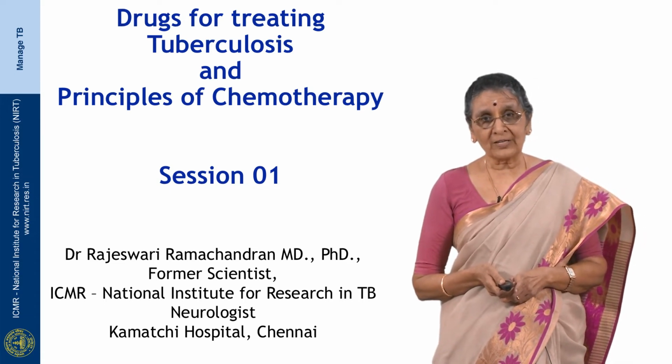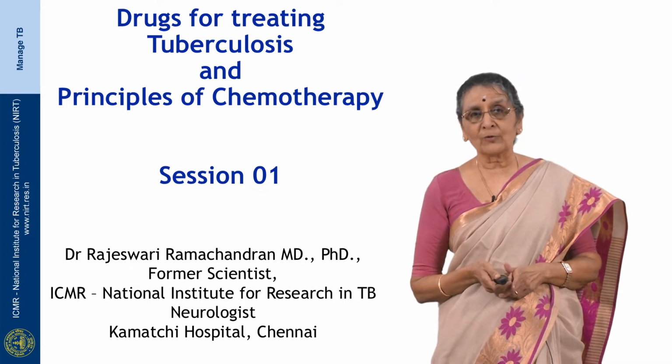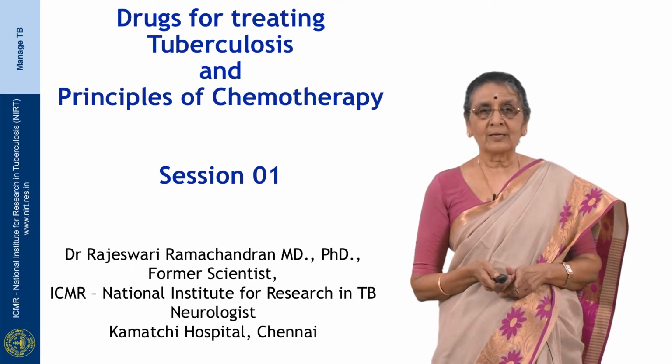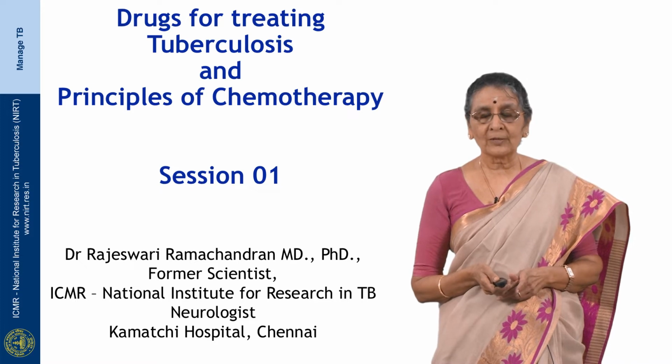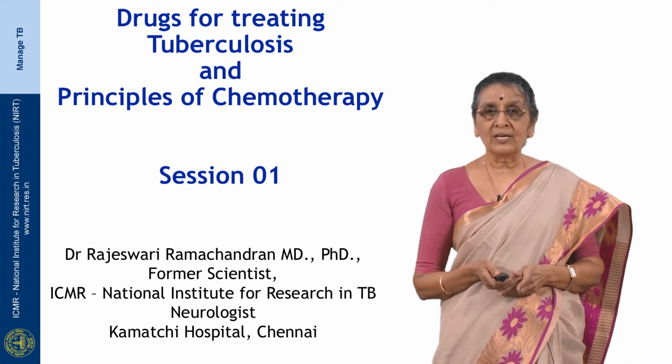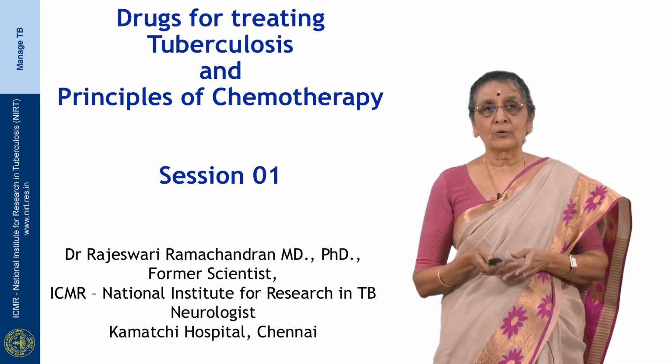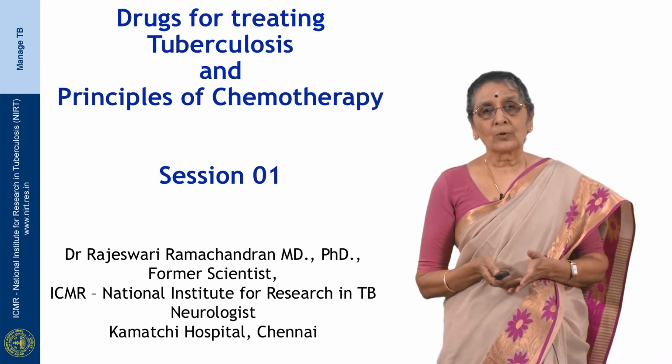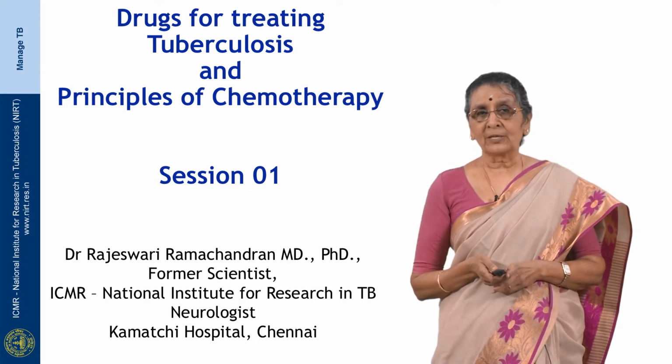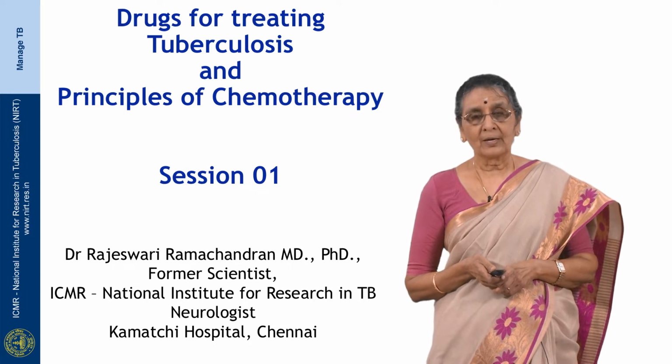Before we start the session, let us look into the definition of tuberculosis. Tuberculosis is a chronic infection characterized by granuloma formation, affecting the elderly, children, all age groups, and affecting all the organs, not only lungs, especially in the host or human beings who are immunocompromised, especially in cell mediated immunity.